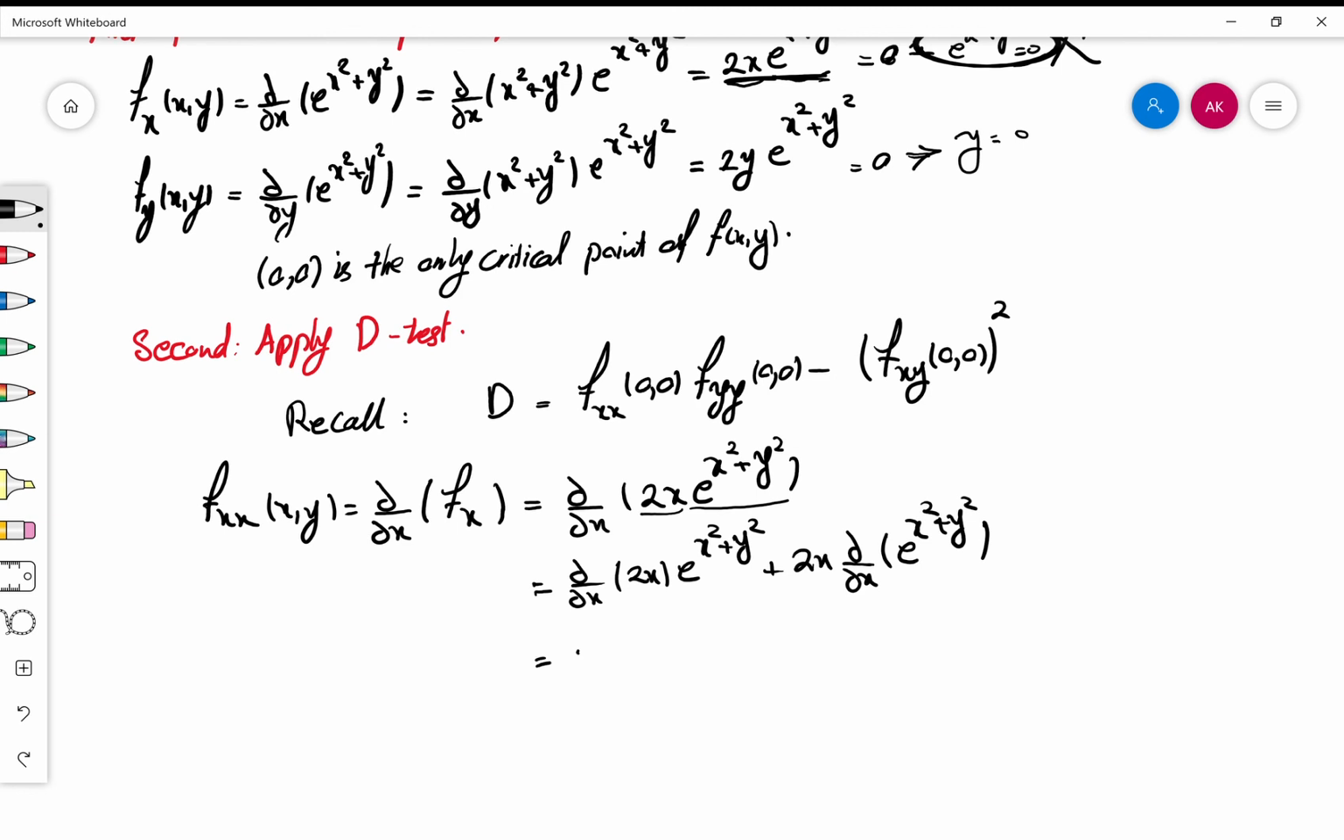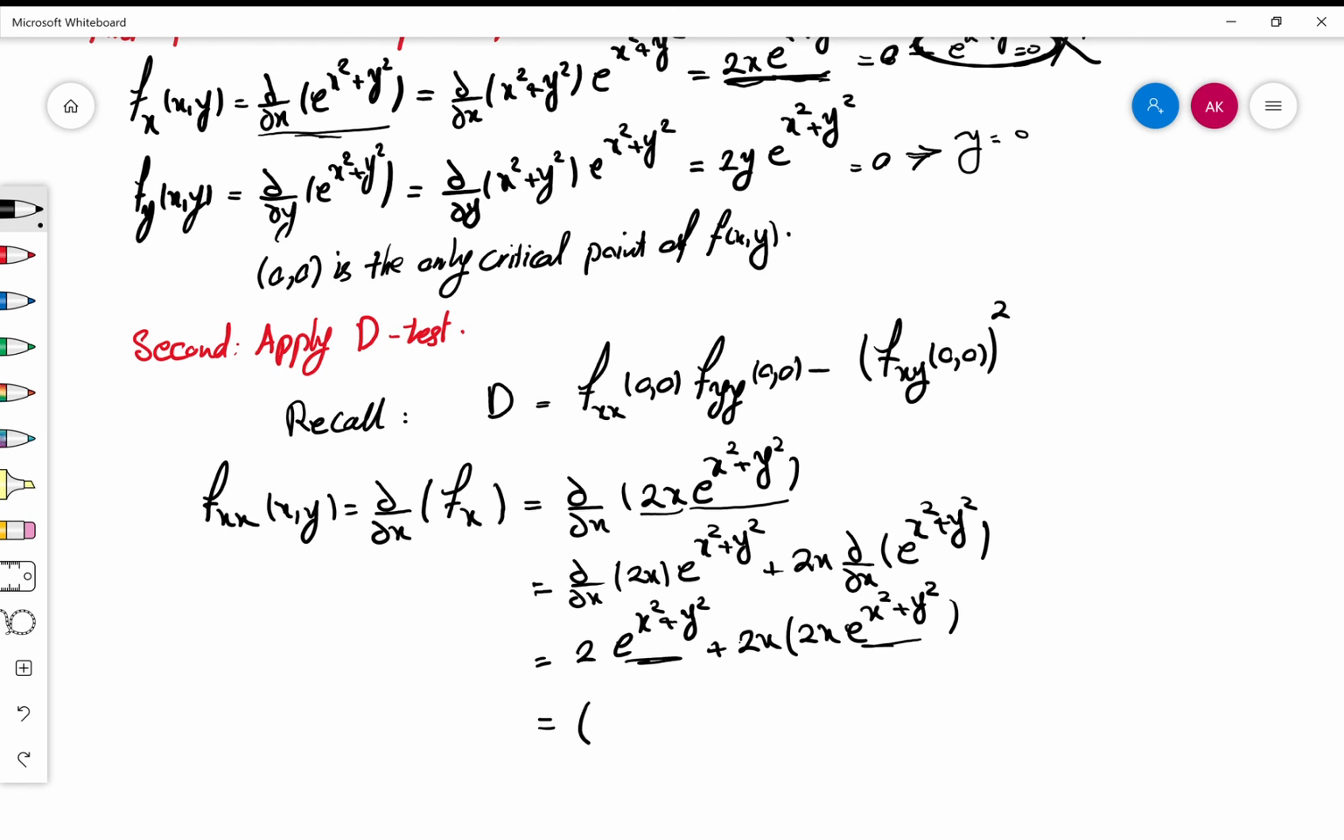And that means we have 2 e to the power x squared plus y squared plus 2x times the derivative of e to the power x squared plus y squared with respect to x. We actually already found it. You remember, fx was the derivative of e to the power x squared plus y squared. We are doing the same kind of work here, and the result would be 2x e to the power x squared plus y squared. Something that would be very helpful: you see that both of them have the factor of e to the power x squared plus y squared.